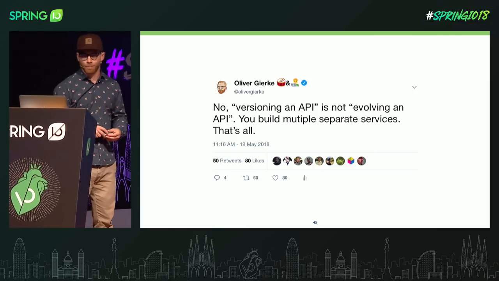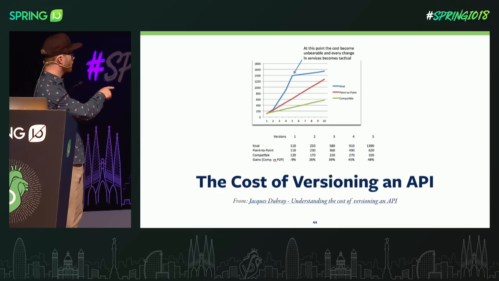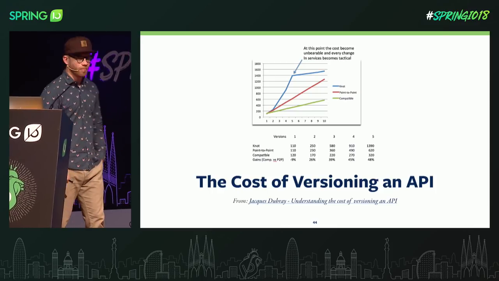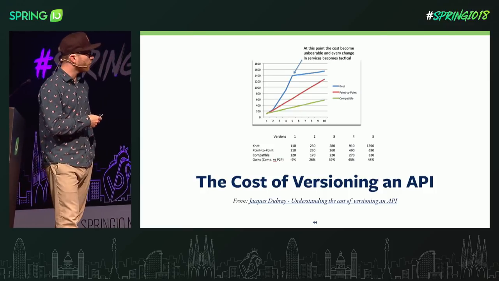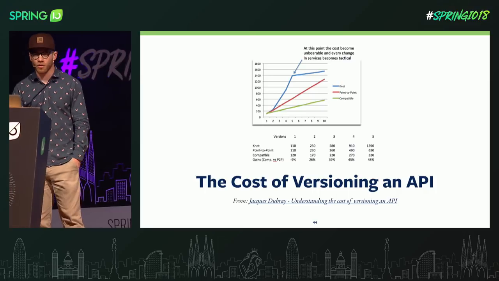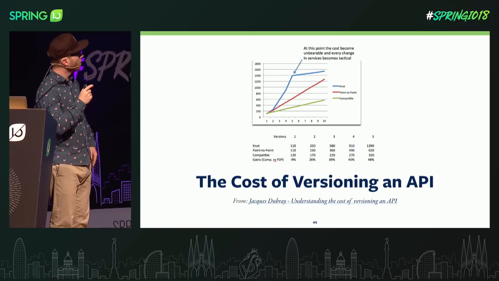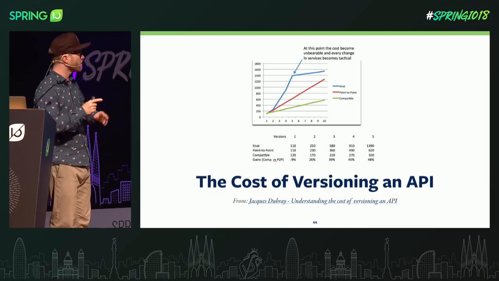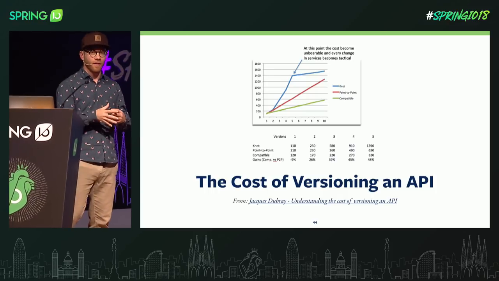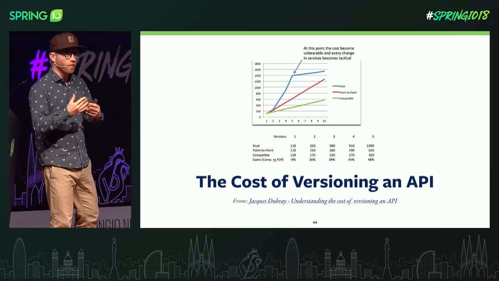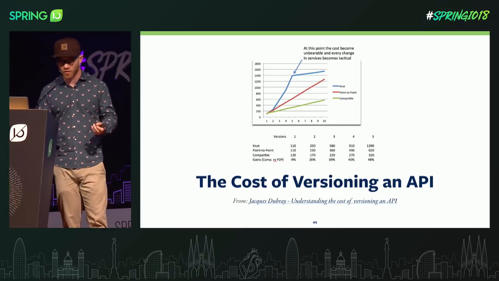There is actually a quite interesting paper by a guy called Jacques Dubray. It's not that new anymore. I think it's 2013 or something. A blog post, Understanding the Cost of Versioning of an API. He comes up with some formulas and some scientific measure to really evaluate how much adding a new version of a service adds to the overall services landscape.